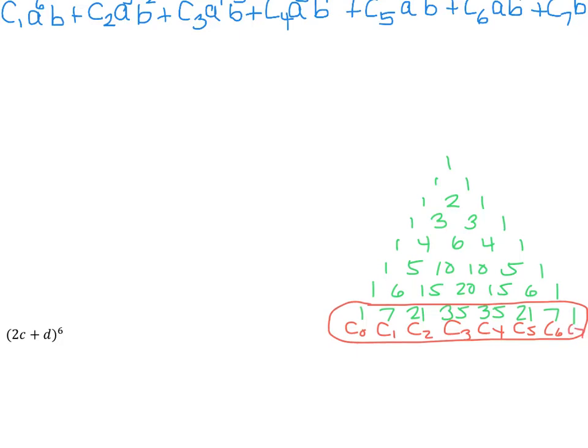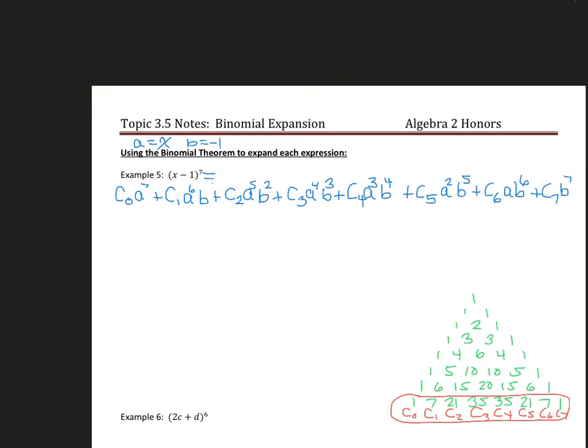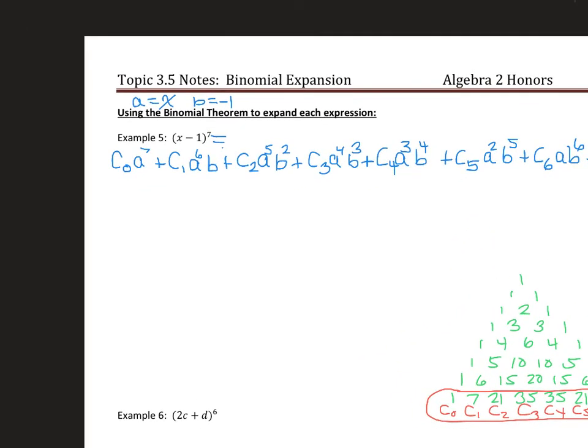And we're going to substitute those into our formula above, as well as our values for a and b. Okay, so we can start our substitution process. C sub 0 is 1, of course, so I could just leave that out. And a is x, so that first term is x to the 7th power. C sub 1 is 7, and a is x, so x to the 6th power, times b, which is a negative 1.